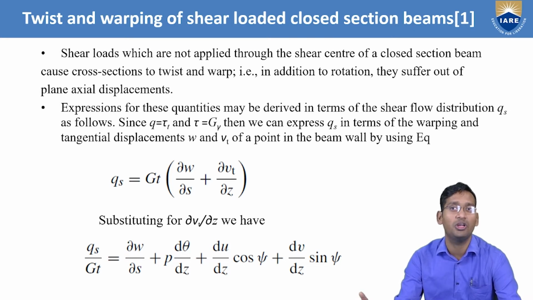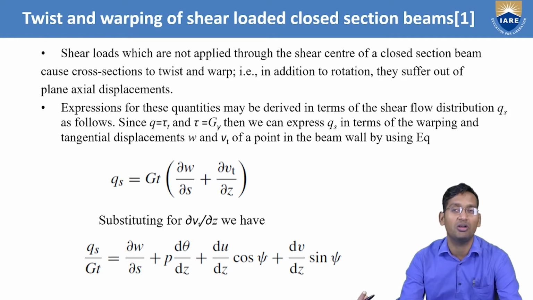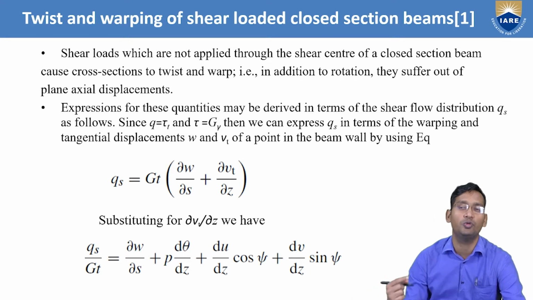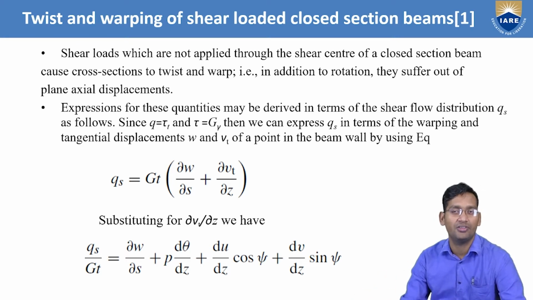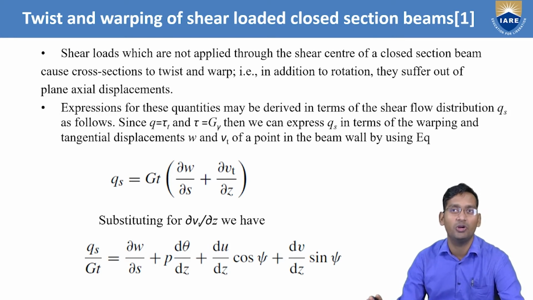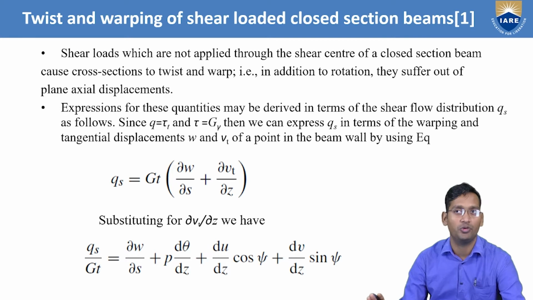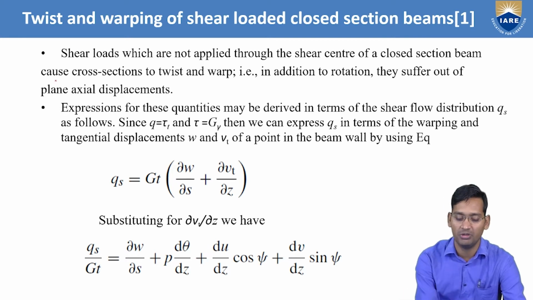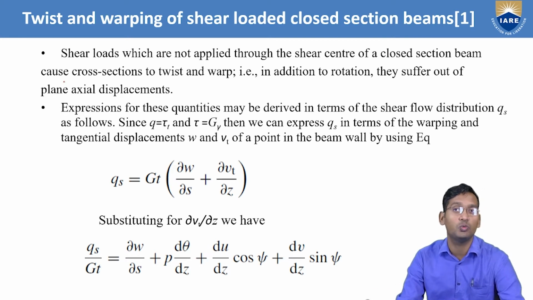Just see, shear loads which are not applied through the shear center of a closed section beam cause the cross section to twist. That we have already seen in the previous video. If we don't want torsion, then we have to apply the load at the shear center. If you apply the load at a point other than the shear center, then twist will be there. That's why it's given here: in the closed section beam it causes the cross section to twist and wrap. That will get twisted and wrapped.